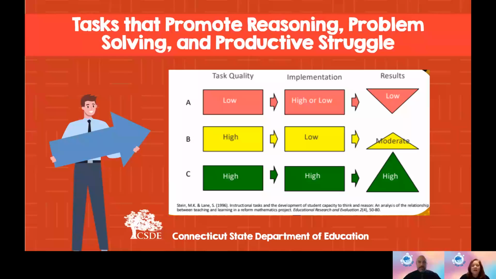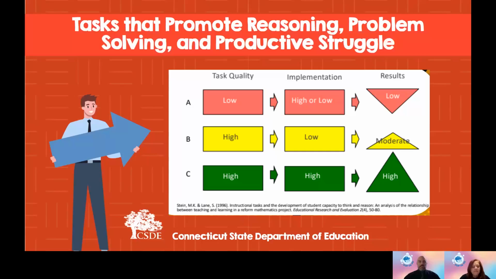Our next strategy is bringing tasks to the classroom that promote reasoning, problem solving, and productive struggle. Research shows us that great teaching and poor quality tasks will lead to low performing results. But a great task and good teaching will result in high student learning. Even low-level teaching and a great task will lead to moderate learning results. It's important to provide students with great tasks that are aligned to grade level standards, that require problem solving and reasoning, and that adequately challenge students in productive struggle.